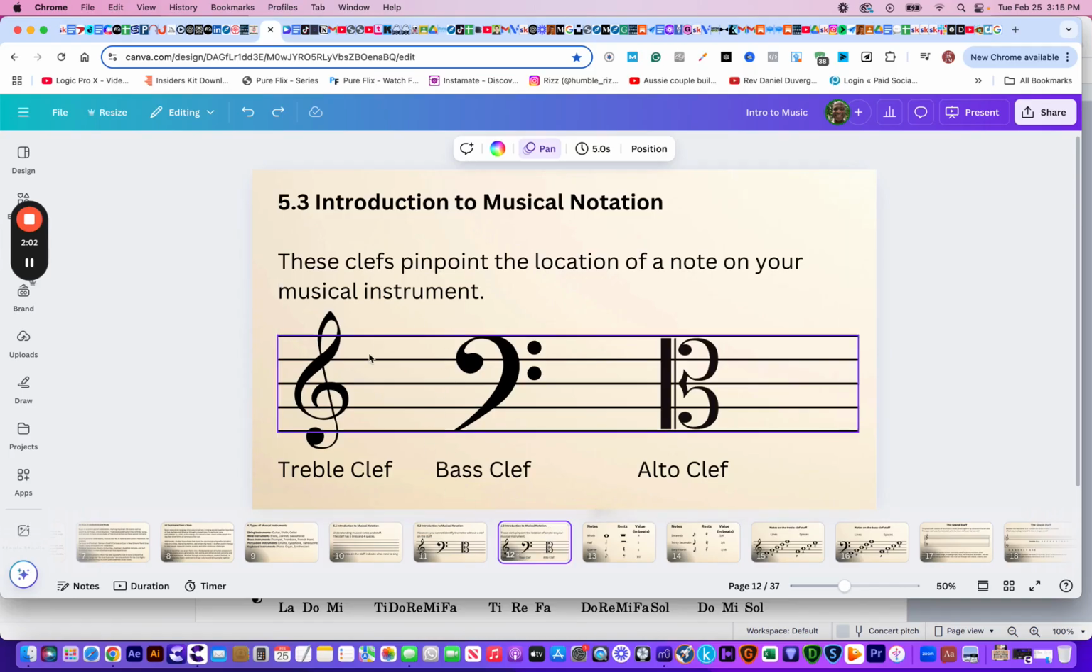So, in other words, since this is a treble clef, I know, for instance, that this first line is E and it's three notes away from middle C on the piano.